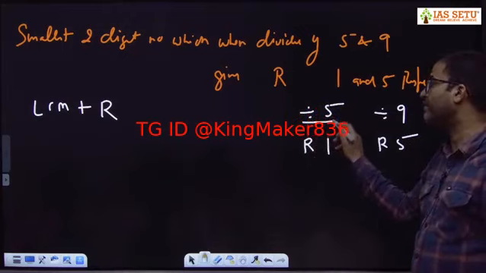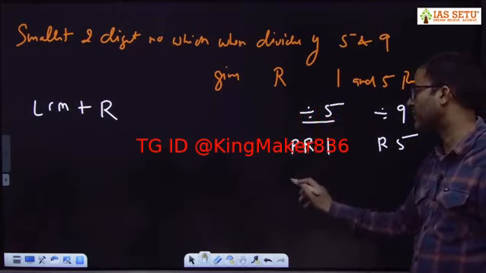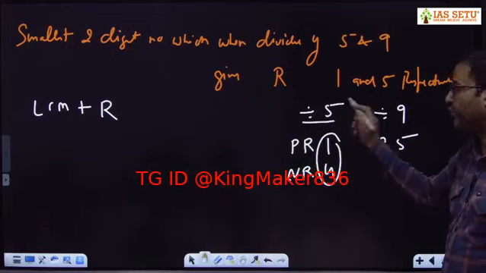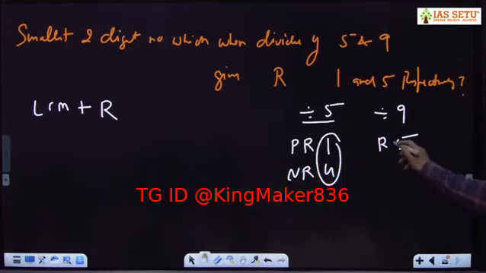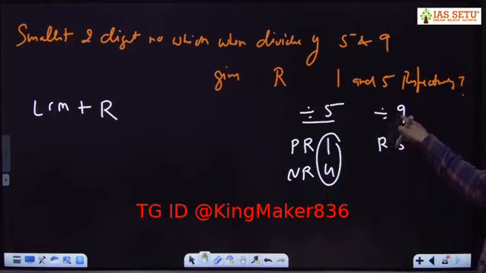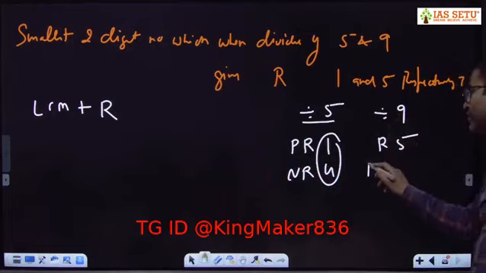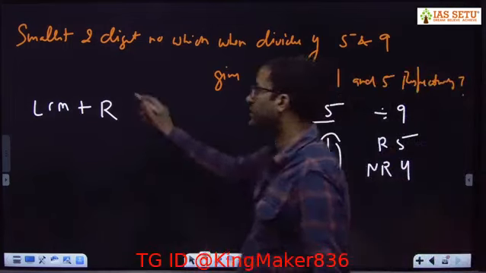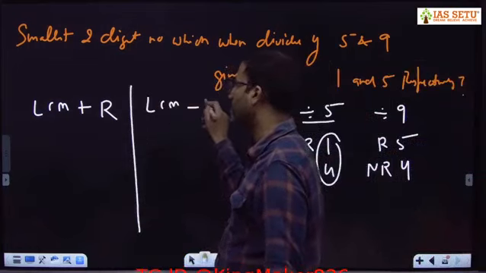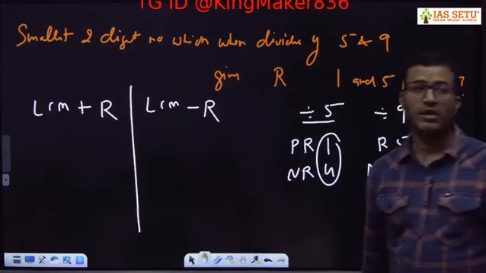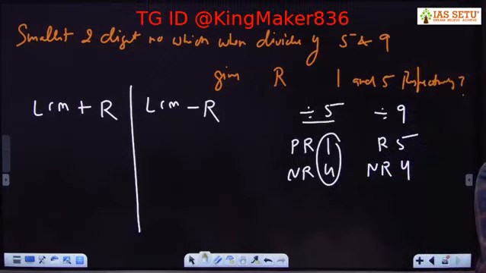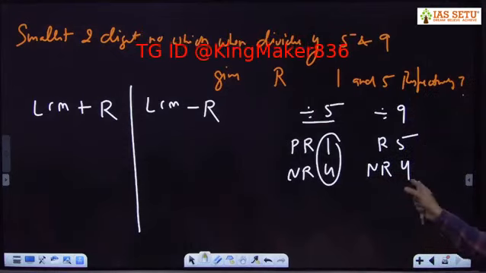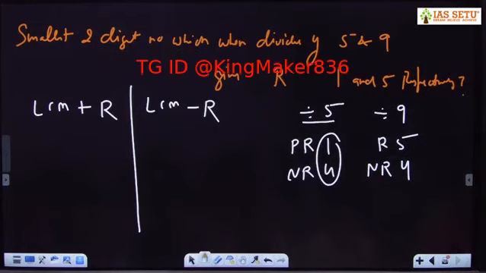When you divide a number by 5, positive remainder 1, tell me what about the negative remainder? 4, because 1 and 4 equal 5. When you divide a number by 9, your positive remainder is 5, what about your negative remainder? 4. So what will help in this case? LCM minus R. When your positive remainder is constant, we use LCM plus R. But if your negative remainder is constant, we use LCM minus R.